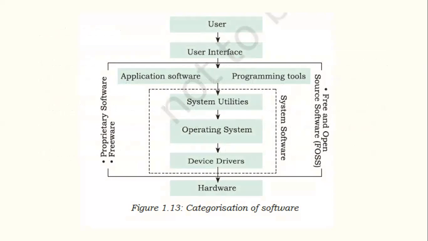So this is an entire diagram of the categorization of software. We have a user who interacts with the user interface, and under the user interface is the application software and programming tools. And then we have the system software, which is made up of system utilities, operating system, and device drivers. And finally, below this is the hardware.